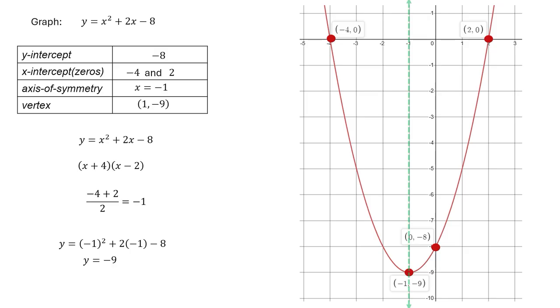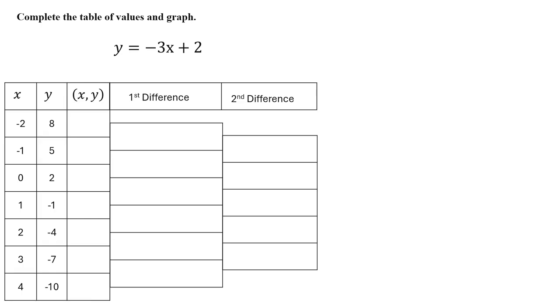Actually, this is a mistake, which I will fix. In this question, we're asked to complete the table of values and graph. So our equation is y equals negative 3x plus 2. We're given each of the x and y values for a number of coordinates. So we can just write them in this form.